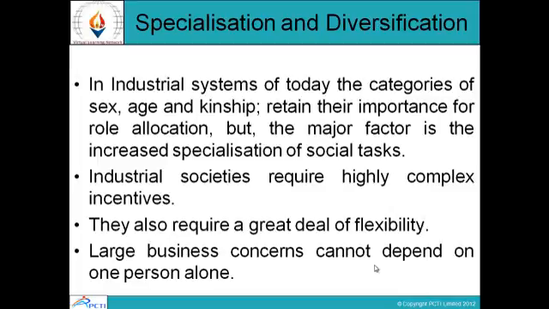Specialization and diversification. In industrial systems of today, the categories of sex, age, and kinship retain their importance for role allocation, but the major factor is the increased specialization of social tasks. Industrial societies require highly complex incentives. They also require a great deal of flexibility. Large business concerns cannot depend on one person alone. So when the business has to be expanded, it cannot depend on only one person. The roles are specialized according to the person's abilities and diversified according to the person's roles and the social strata.